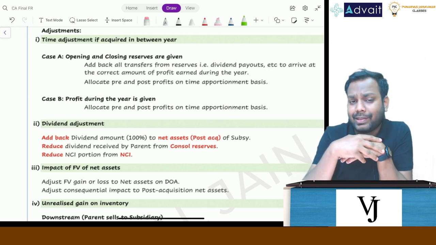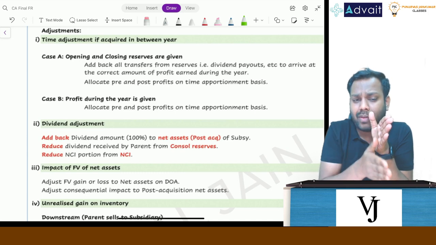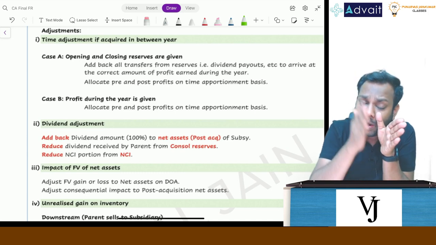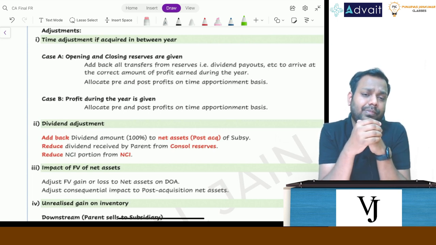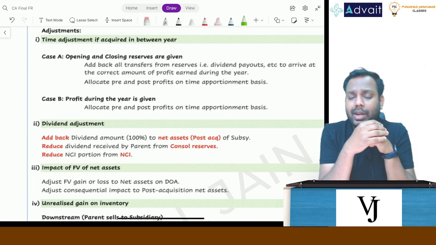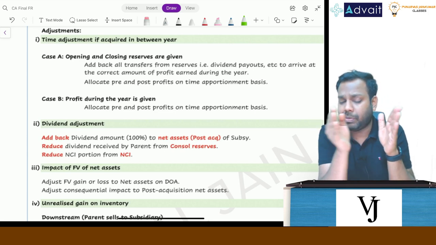The question that arises is, how will you calculate the carrying amount or the fair value of the net assets on that particular date? See, carrying amount of the net assets means what? Or fair value of the net assets on date of acquisition means what? Carrying amount of the net assets plus fair value adjustment, right?